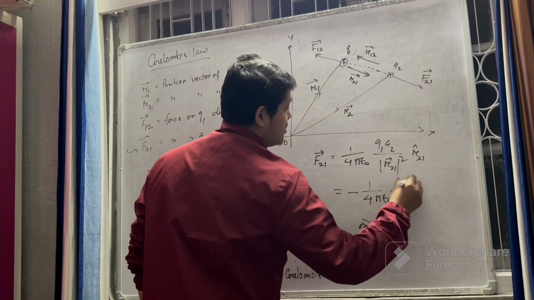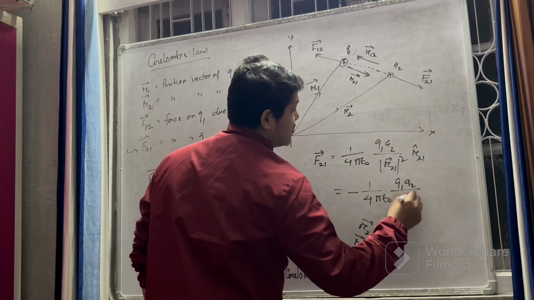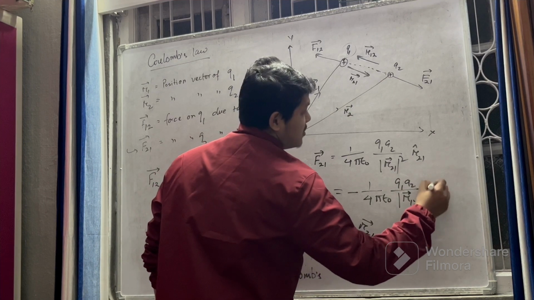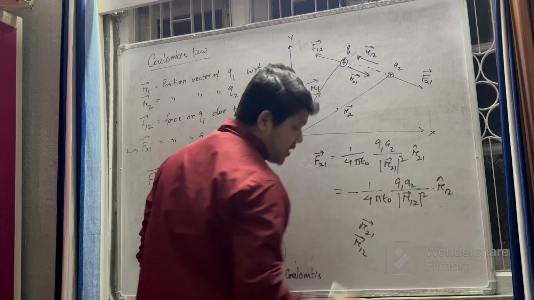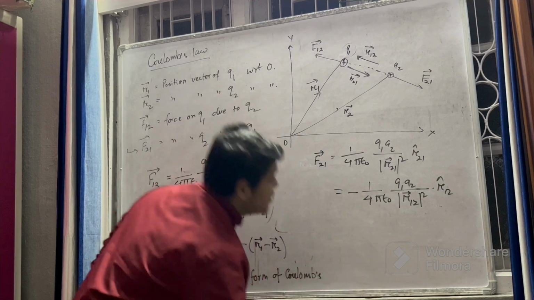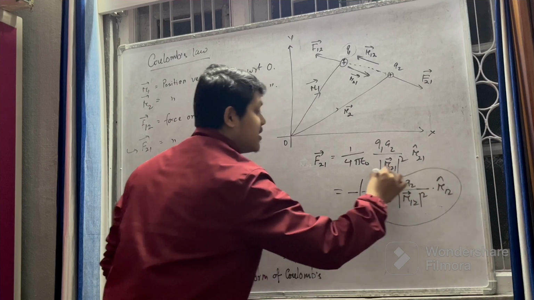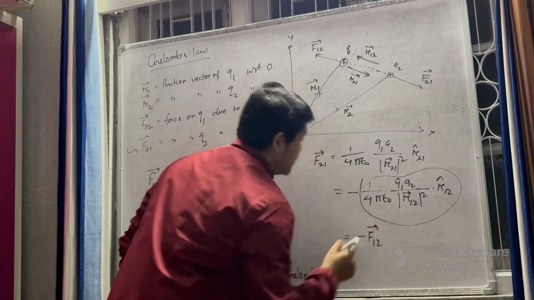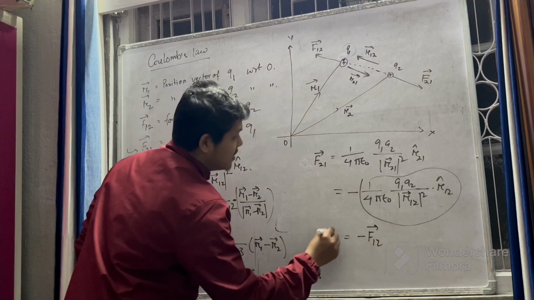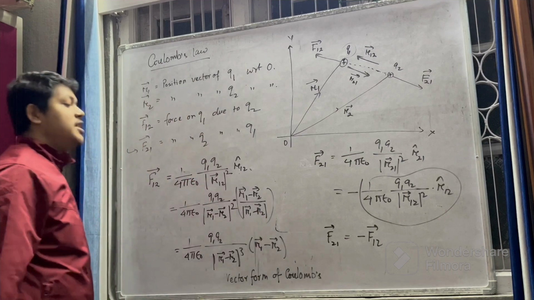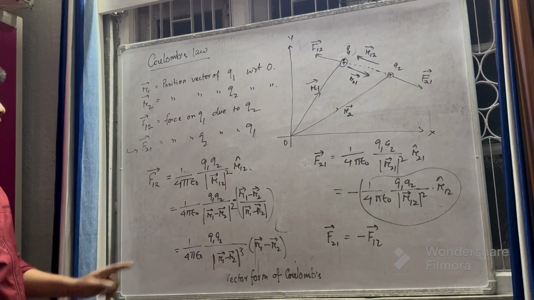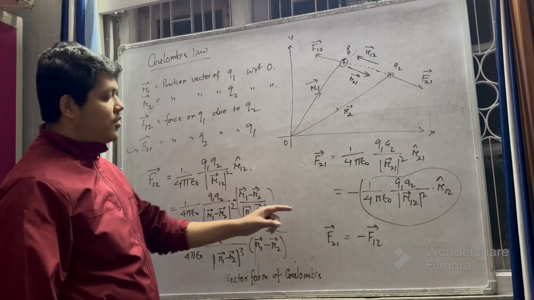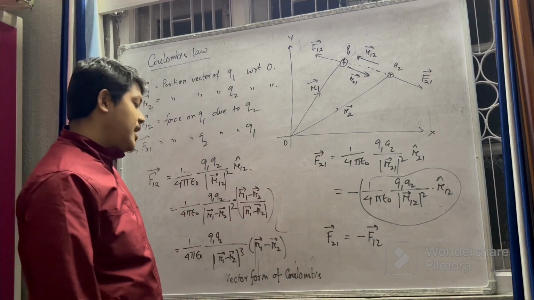So it can be changed by R12 now. Minus R12 vector, right? We can write this way. So this is nothing but minus F12, right? So these two forces are equal but opposite in direction, not sign. Equal in magnitude but opposite in direction.